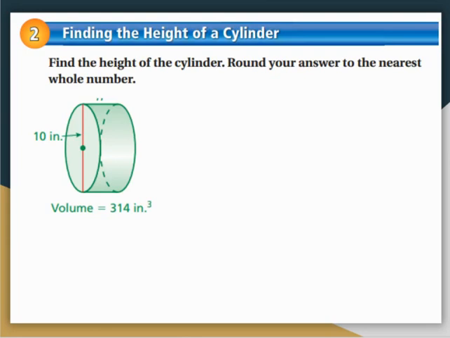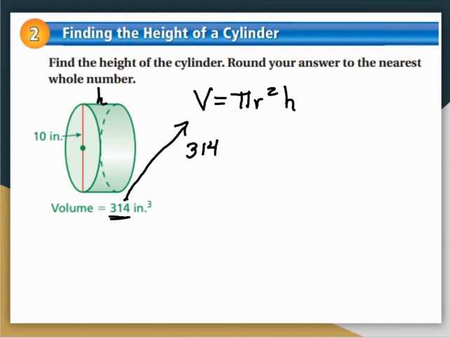Okay, on this one, we're given the volume this time, and we want to find what is the height. Oh, my h is missing right there. So we're still going to use that same formula. Volume equals pi r squared times the height. And in this case, we know the volume is 314. We know pi is 3.14, and r is half of 10, which would be 5.